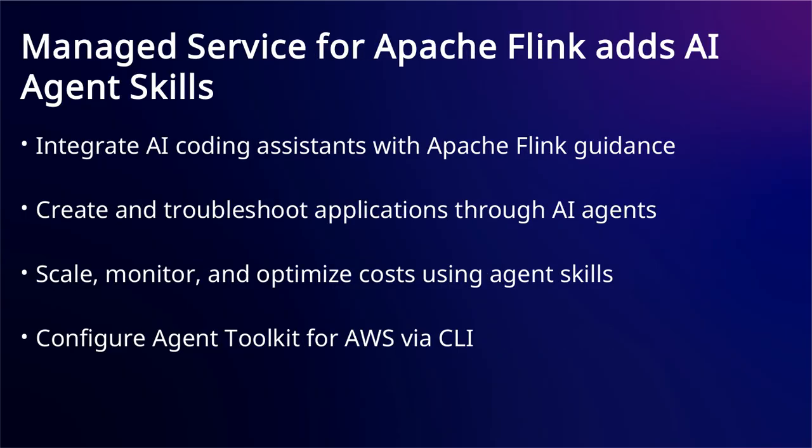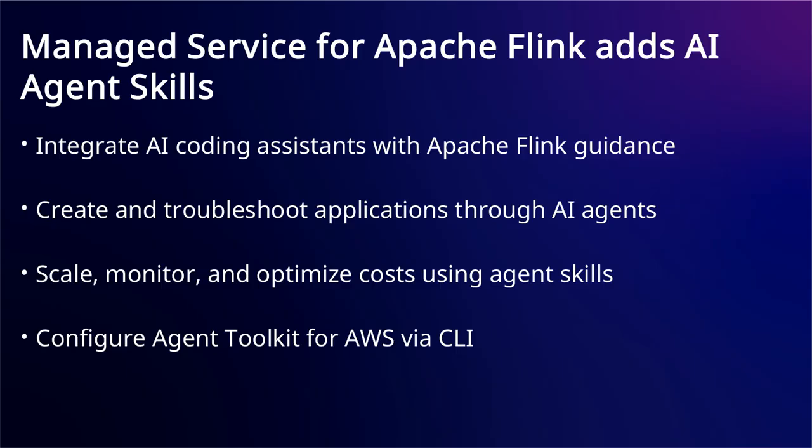Building and operating Apache Flink applications requires specialized knowledge that can slow development and make troubleshooting difficult for teams without Flink expertise. You can now use AI agent skills with Amazon Managed Service for Apache Flink to address this challenge. You integrate AI coding assistants like Kiro, Claude Code, or Cursor with Flink by configuring the agent toolkit for AWS using the AWS CLI. You create and troubleshoot applications through AI agents by asking questions in natural language, such as how to create a new application or diagnose unhealthy states.